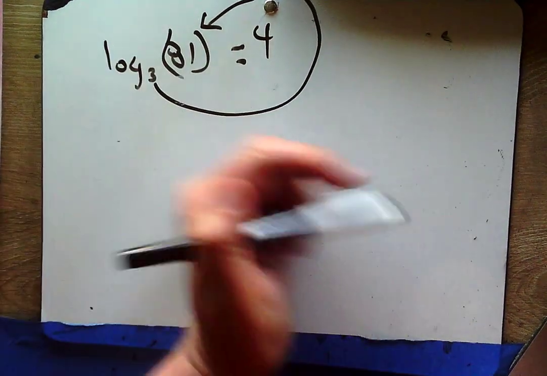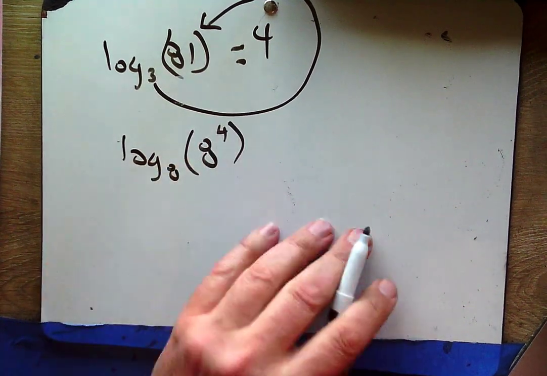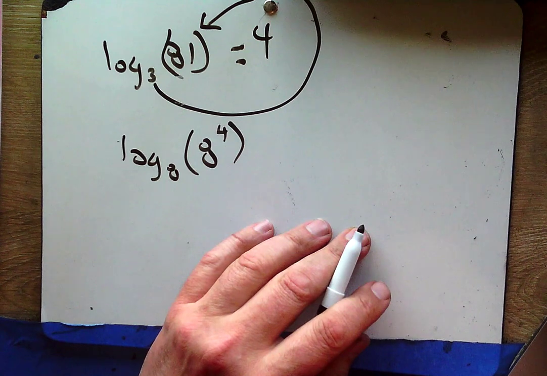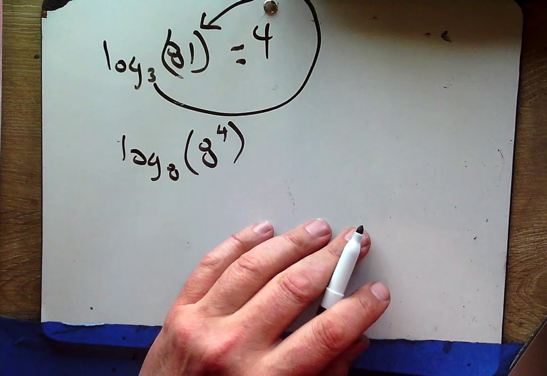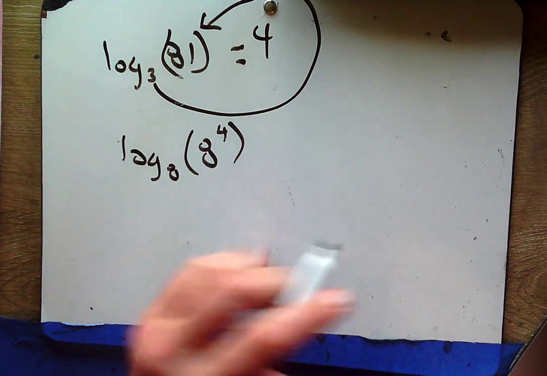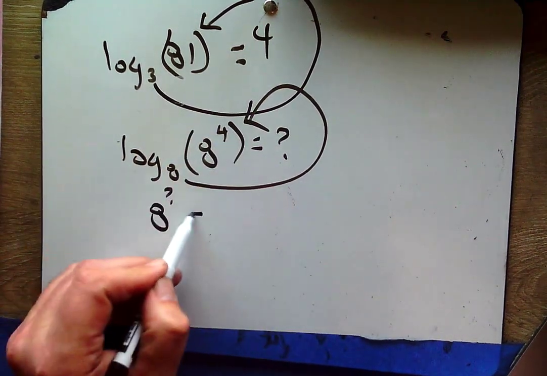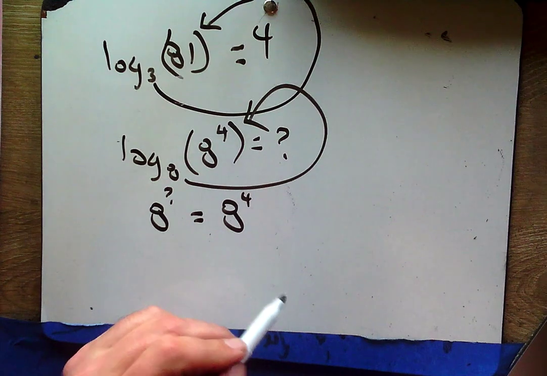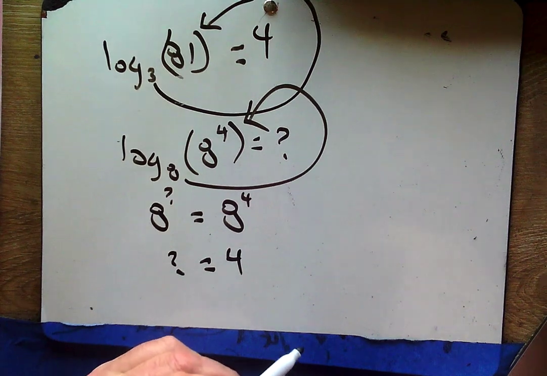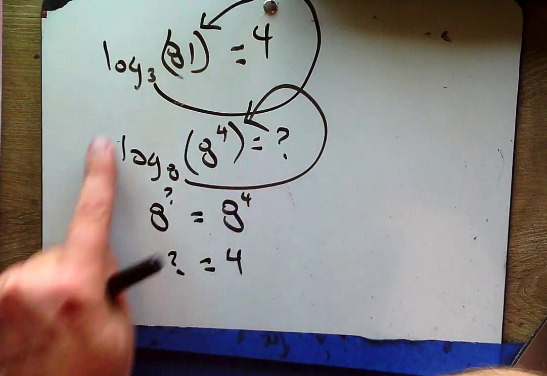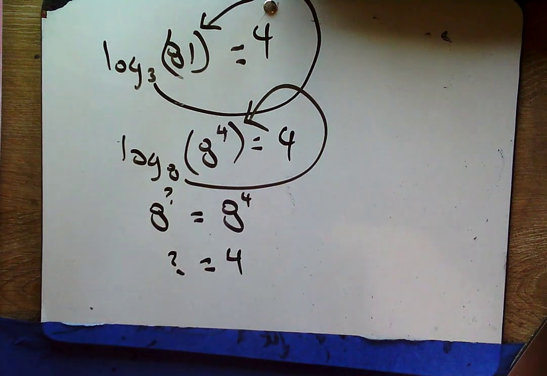Okay. How about log base 8 of 8 to the 4th? What can you do to simplify this expression? Well, you can always scorpion tail it. 8 to the question mark, 8 to the 4th. Since the bases are the same and the terms are equal, I know the question mark is 4. I know that this expression equals 4.